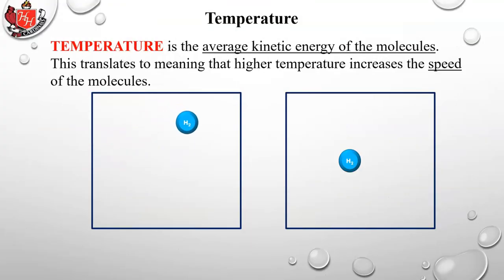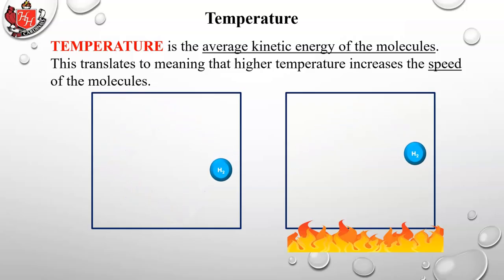Temperature is the average kinetic energy of molecules. Remember, kinetic energy is the energy of motion. Something has to be moving to have kinetic energy. The faster it's moving, the greater the kinetic energy. So this translates to meaning that higher temperature increases the speed of the molecules. Okay? Higher temperature increases kinetic energy, and that means it increases the speed of the molecules. So if you heat up that hydrogen molecule, then it starts to do this.